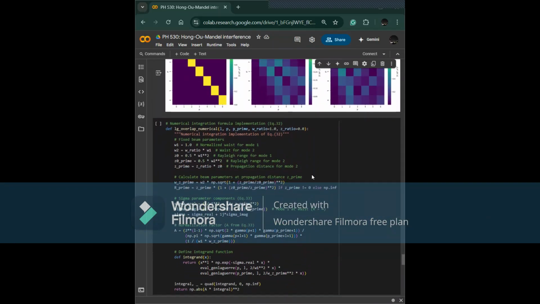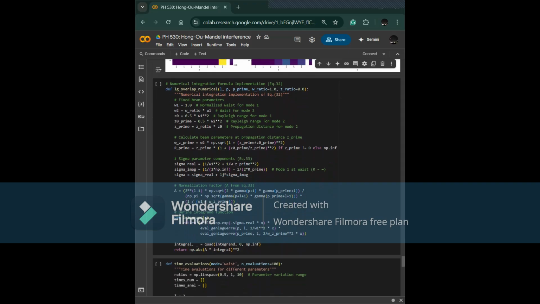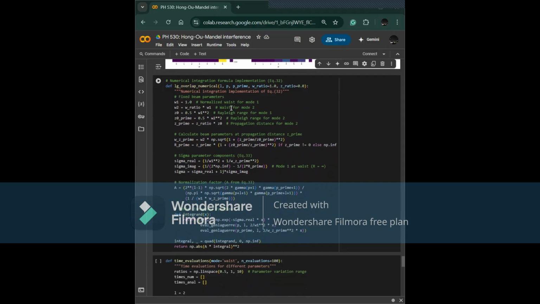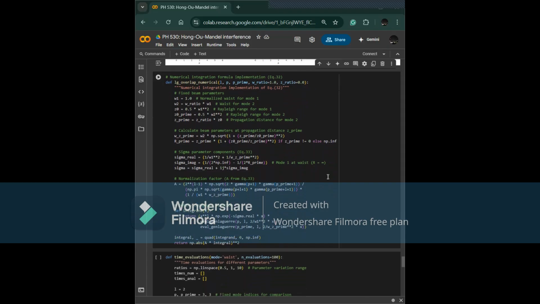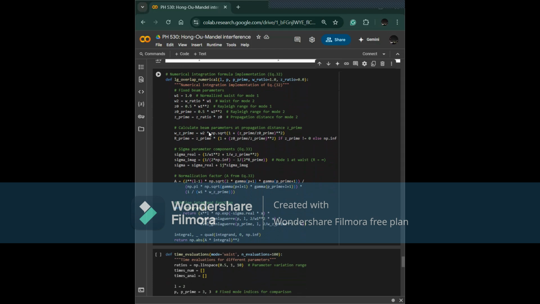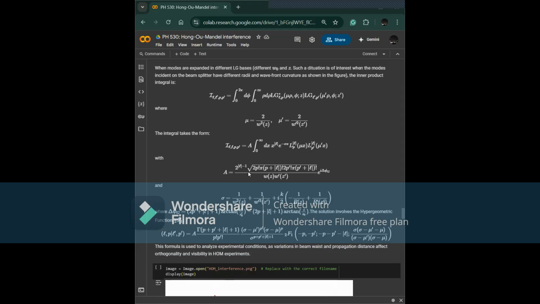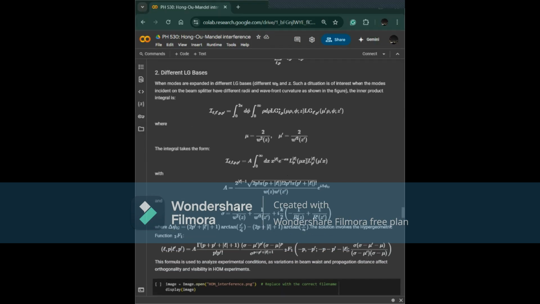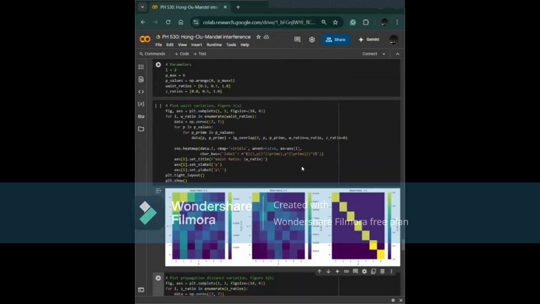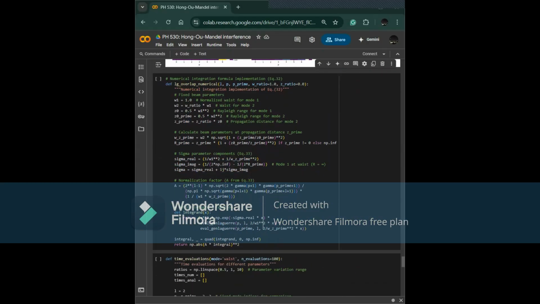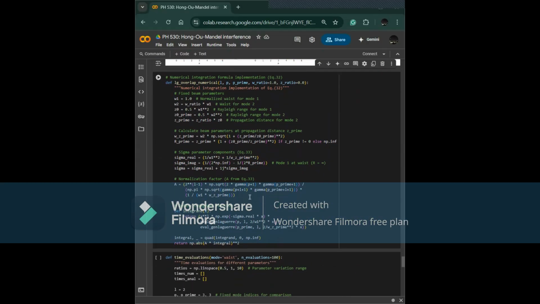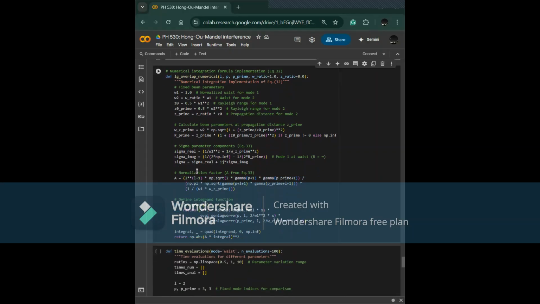Now we move on to plot the figures 3c and 3d. For that, we have to introduce a new function, LG overlap numerical, which directly integrates equation 32 using adaptive quadrature, that is scipy.integrate.quad. Now the integrand evaluates this thing right over here directly, and then we also have a normalization factor which matches the analytical factor A.